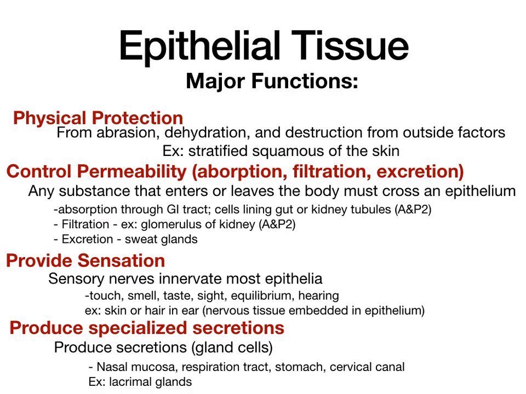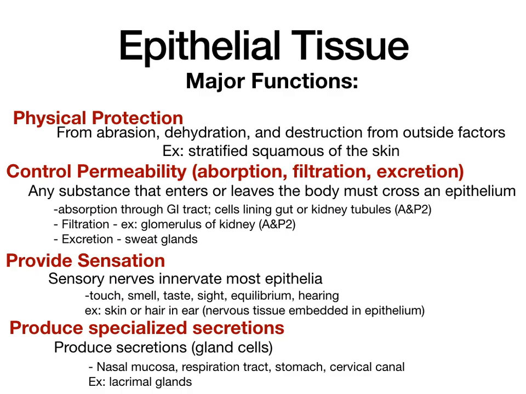So the physical protection, once again, let's think of that skin. What does our skin do to our body? It helps protect the inside of our body. So physical protection from abrasion, dehydration, and destruction from outside factors. This is an example of a stratified squamous epithelium of the skin.